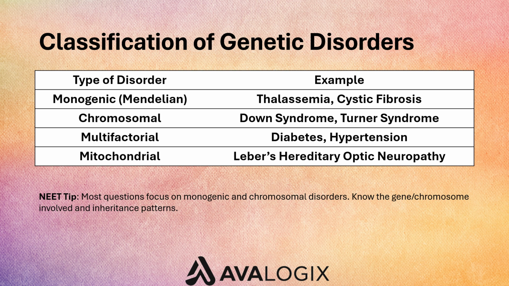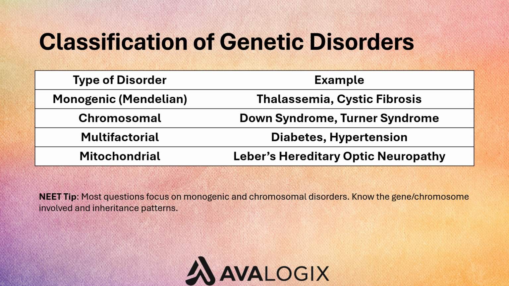Finally, mitochondrial disorders are passed down exclusively through the maternal line because only the egg contributes mitochondria to the embryo. These disorders affect high-energy systems like the brain, muscles, and eyes. An example is Leber's hereditary optic neuropathy, LHON.